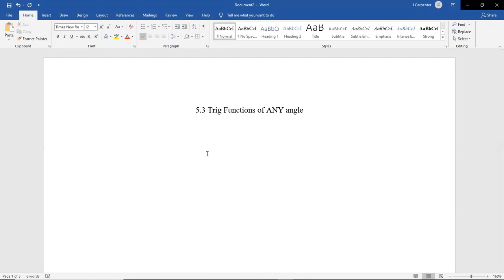Trig functions of any angle. Now, it's kind of funny that I'm going to say of any angle because we're primarily going to study 3 angles and extensions of them. So there are 2 very important triangles to memorize. Trig.